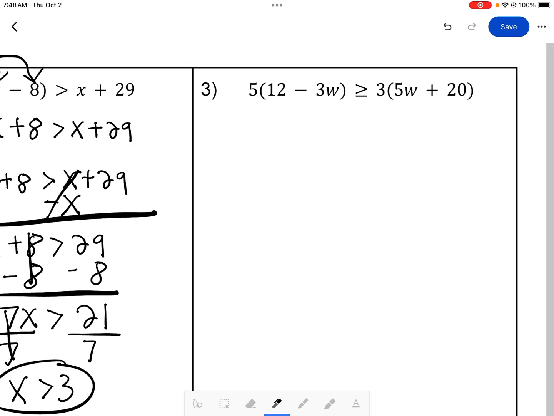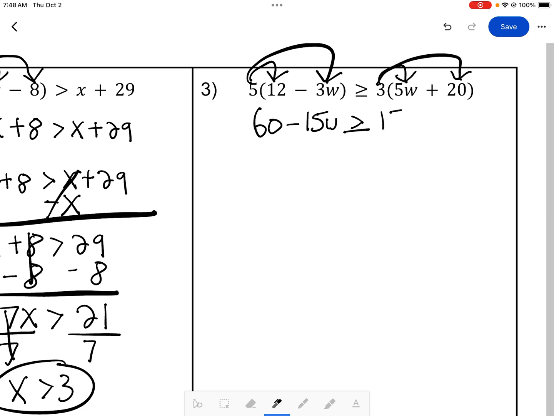Taking a look at number 3. I'm going to go ahead and distribute first this 5 to both parts of my parentheses. Remember, when I distribute, that means I multiply. 5 times 12 gives me 60. 5 times negative 3w gives me negative 15w. Bring down my greater than or equal to sign. I'm going to distribute again to both parts of my parentheses. 3 times 5w is 15w. 3 times 20 is 60.